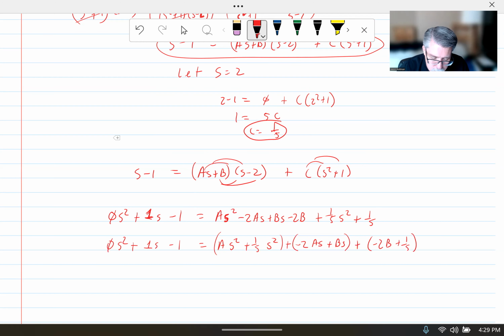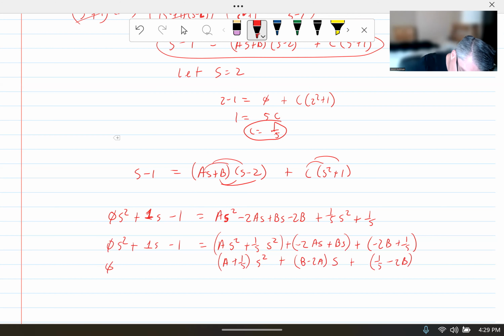I'm going to solve for a and b by looking at the like terms. Okay, if I factor out an s squared, I would get a plus 1/5 times s squared, plus factor out an s, that would be b minus 2a, s, and then plus, this would just be 1/5 minus 2b. Okay, and we can see that that corresponds to 0s squared plus 1s plus negative 1.